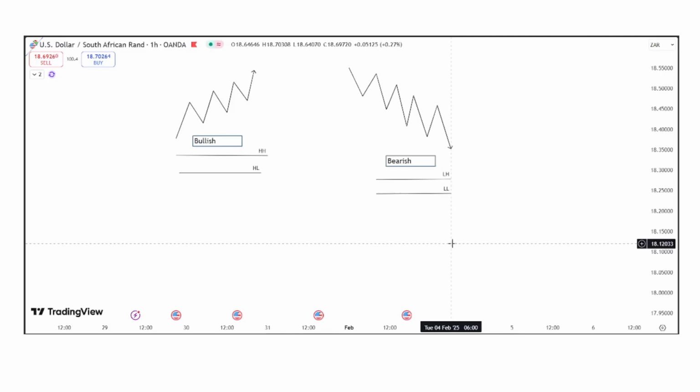So today we are gonna cover market structure. Many people think market structure is just higher highs, higher lows, lower highs, lower lows. Simply, that is exactly what market structure is, but many people have been taught wrong what it is, because in today's video we will cover how to clearly identify market structure.